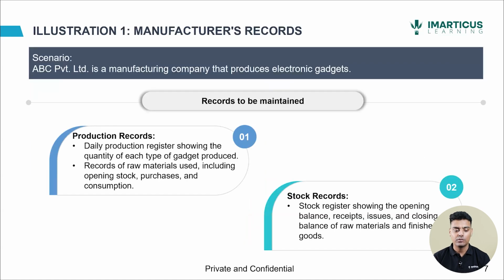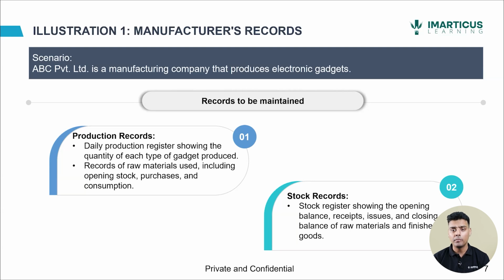Let us look at a scenario and understand what are the minimum documents that a company needs to maintain. If you look at this company, there's a manufacturing company called ABC Limited which produces electronic gadgets. Now, the first thing they need to maintain is production records. They need to have proper records of the goods being produced every day and the raw materials being consumed in that process. They also need to maintain proper stock registers where they record the opening balances, any goods being produced, and the closing balances.